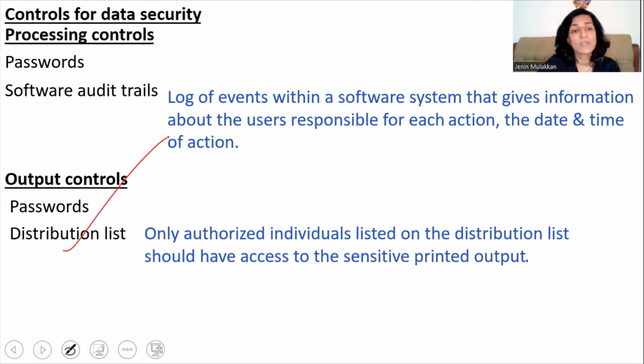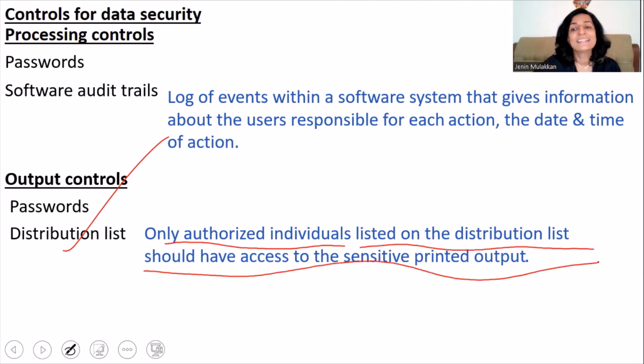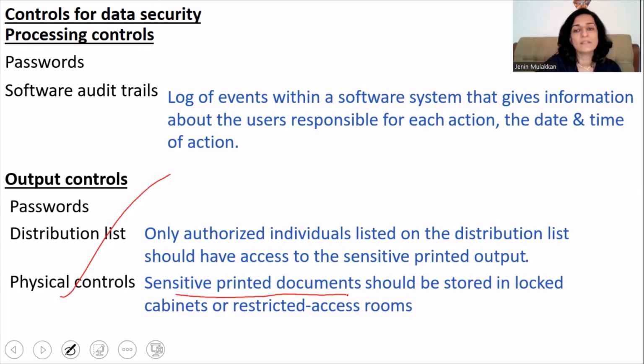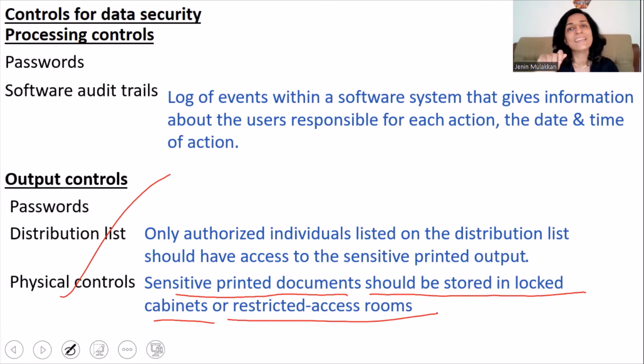Distribution list. Only authorized individuals listed on the distribution list should have access to the sensitive printed output. So whenever there is a list of people who are mentioned, then the output will be given only to those people and not to anyone else. Physical controls. Sensitive printed documents should be stored in locked cabinets or restricted access rooms. So this is basically, you have to keep it under lock and key.